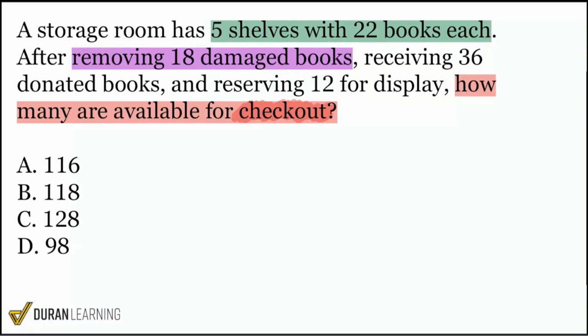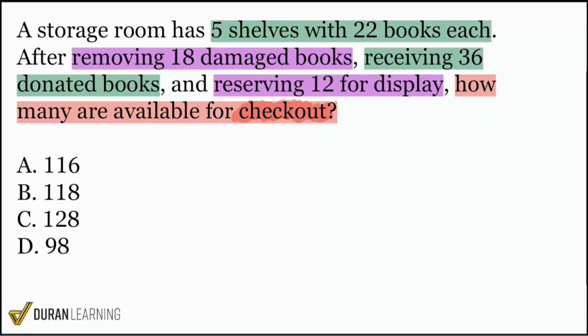Then it says receiving 36 donated books. What operation are we thinking of there, everybody? That's addition. Again, if we receive, we're bringing in 36 books for checkout. And then it says reserving 12 for display. If we're reserving 12 for display, are those available for checkout, everybody? Not quite, right? If they're reserved for display, it means that its purpose is being saved for something other than the primary, other than being checked out. We reserve 12 for display, which means that we will not count those 12.